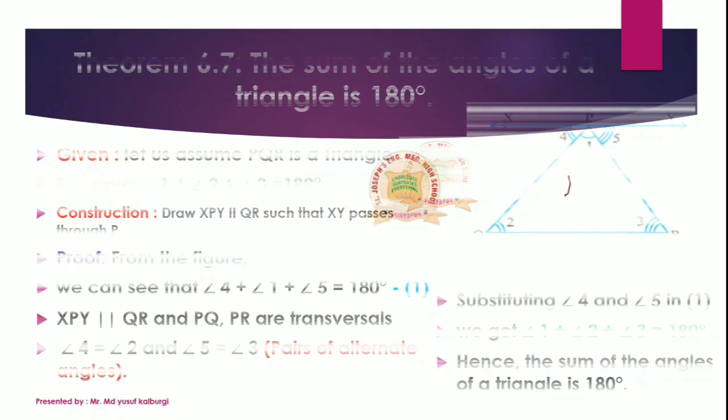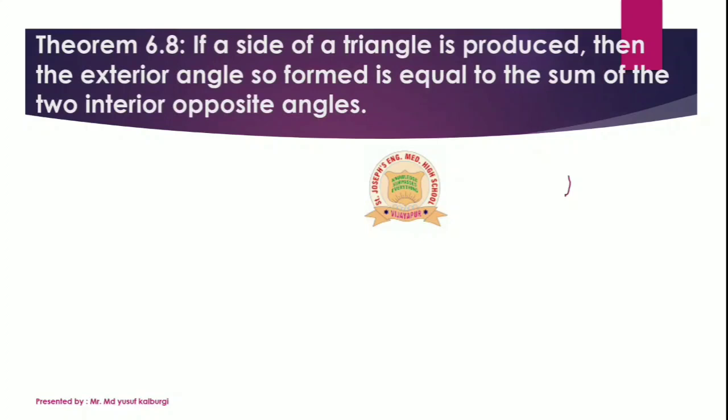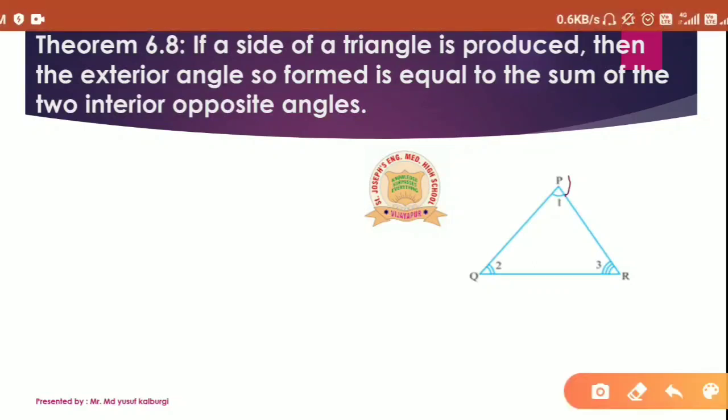It is a most interesting theorem. Now what does that theorem state? If a side of a triangle is produced, then the exterior angle so formed is equal to the sum of the two interior opposite angles. Now what does this mean? Let me show you with a diagram first. Let us take one triangle with angles 1, 2, 3. What it is saying is, if you extend one side of a triangle, the angle which is formed at the exterior side is always equal to the sum of the two interior opposite angles.